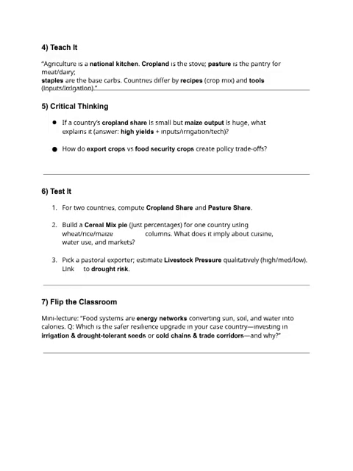Let's talk about the idea that agriculture is like a national kitchen. Think of cropland as the stove where the cooking happens, and pasture as the pantry where meat and dairy ingredients are stored. The staples we rely on, like rice, wheat, and maize, are the base carbs that form the core of many diets. Now, countries differ based on their recipes, meaning the crop mix they grow, and the tools they use, such as inputs and irrigation methods. This analogy helps us see how different nations have unique food systems shaped by their resources and choices.